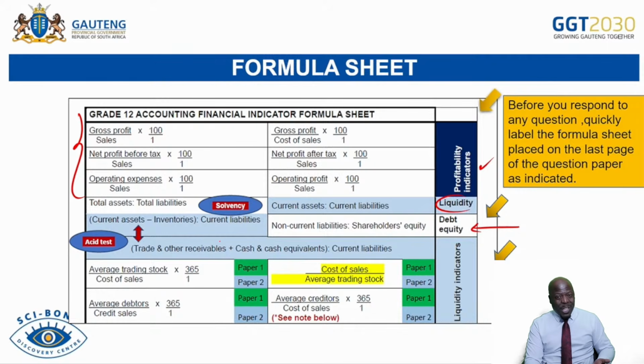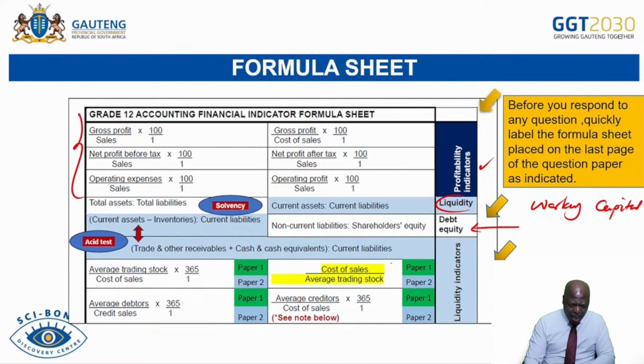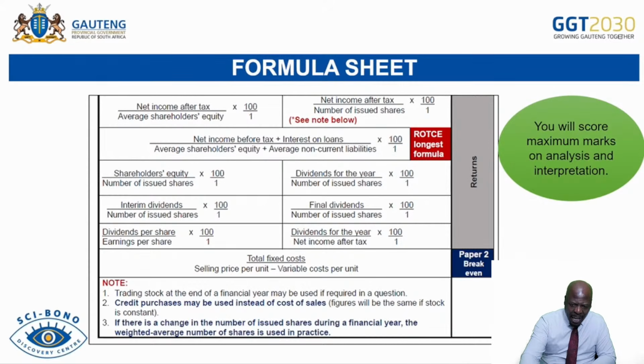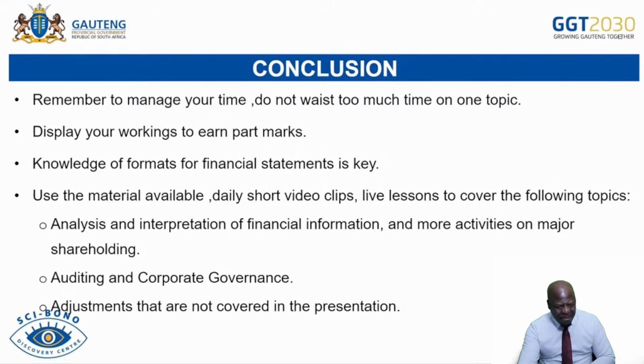At times the examiner will say, comment on the liquidity. At times they can talk about the working capital. If we had time, I would have shown you even in the worksheet that we have prepared. And then you also have the liquidity financial indicators continuing over here. And then here is your ROTSE, the longest one. And then you should continue. So this is what I was talking about earlier on. If there's change in the number of shares issued during the financial year, the weighted average number of shares is used in practice.